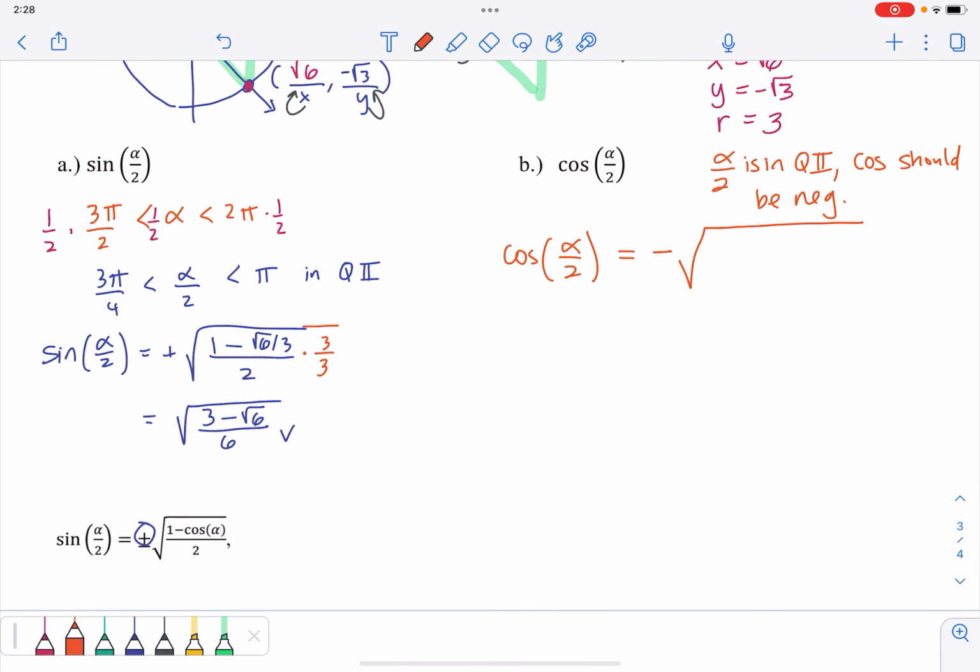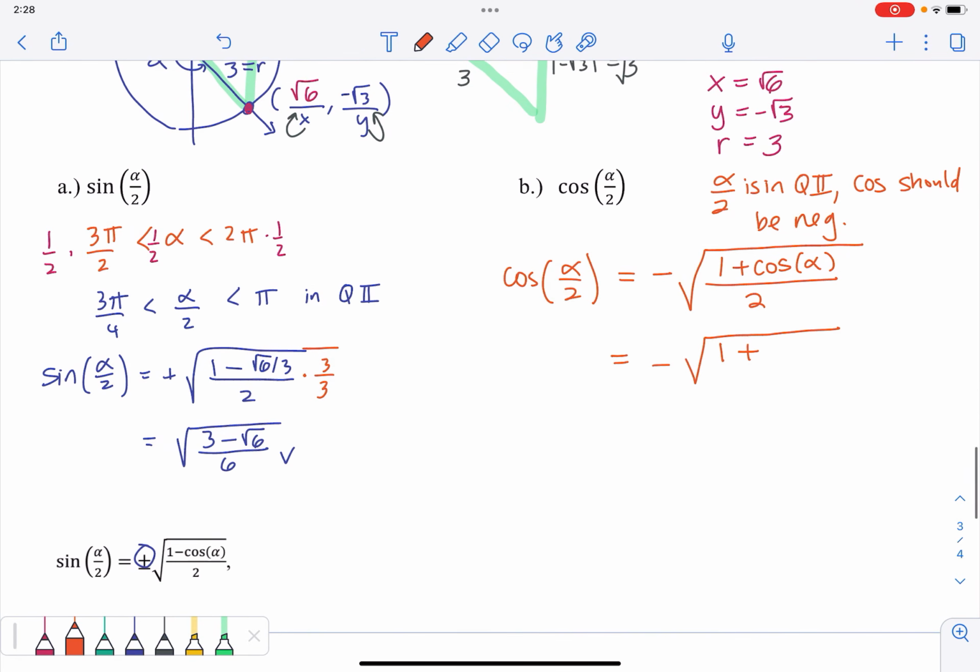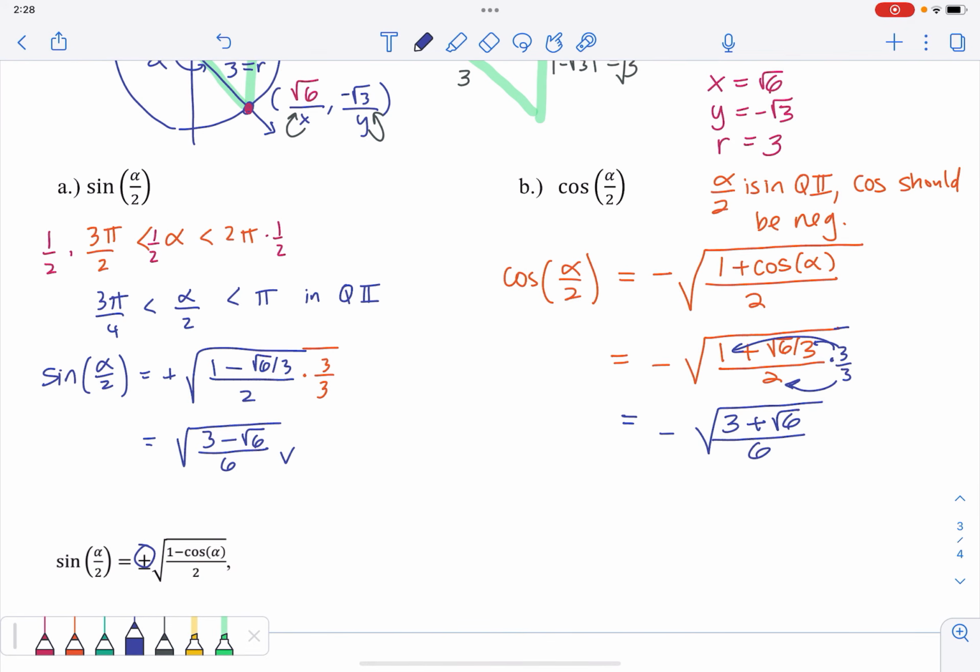I'm taking the square root, and I need 1 plus cosine alpha all over 2, with a negative in front of the square root. Now I'm adding, and cosine was root 6 over 3, all over 2. Again I multiply by 3 over 3 within there, and I get the negative square root. The 3 just multiplies in, so the numerator becomes 3 plus root 6, I get rid of that over 3 piece, and the 3 multiplying by the 2 in the denominator gives me 6. Make sure your square root extends over that whole fraction.